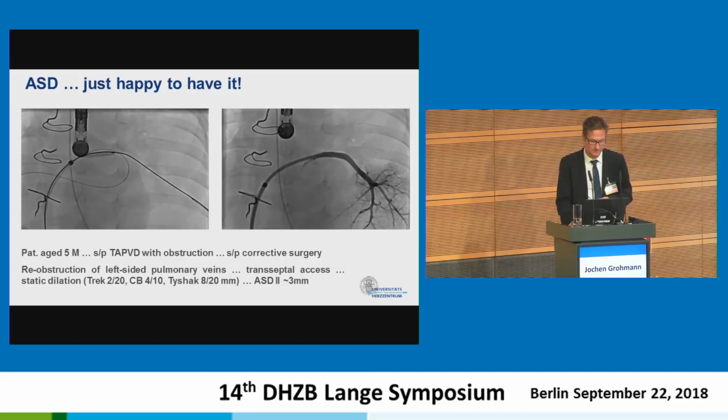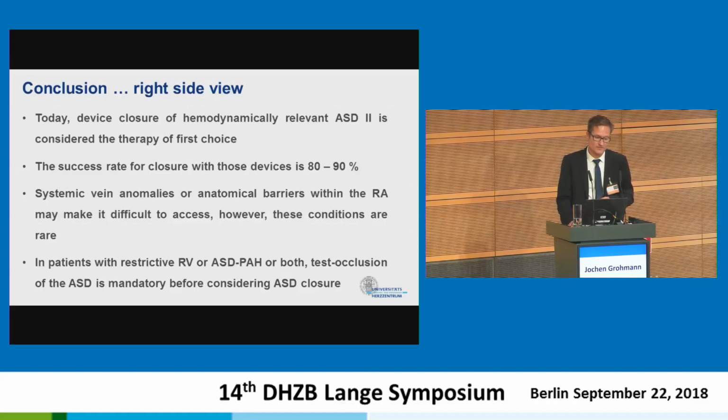So I'd like to conclude that today device closure of relevant ASDs is considered therapy of first choice. The success rate is 80 to 90%. Systemic vein anomalies or anatomical barriers within the right atrium may make it difficult to access. However, these conditions are rare. And in patients with restricted right ventricles or ASD with pulmonary hypertension or both, test occlusion of the ASD is mandatory before considering closure. Thank you.